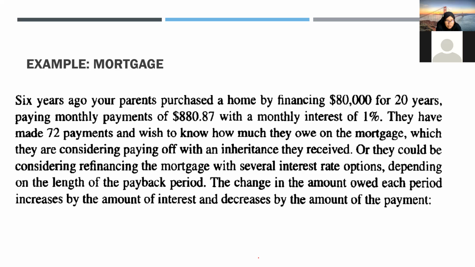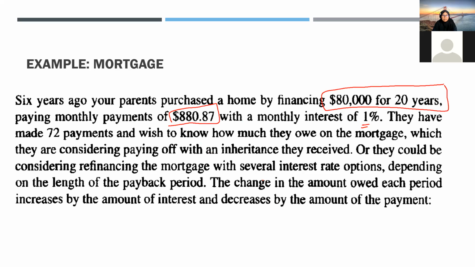Alright, 6 years ago, for example, your parents purchased a home by financing 80,000 for 20 years. So 80,000 untuk 20 tahun. This is in US dollar by the way. Kalau tukar kepada Malaysia, dia akan jadi 320,000 for 20 years. And paying monthly payment, $880. The monthly interest rate is 1%. So therefore, per year, it will be 12%, agak tinggi.